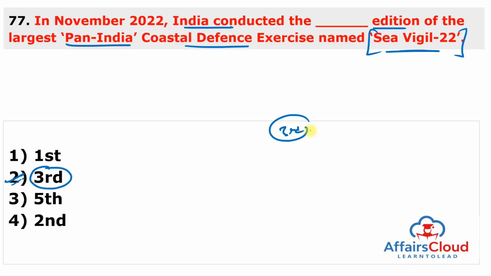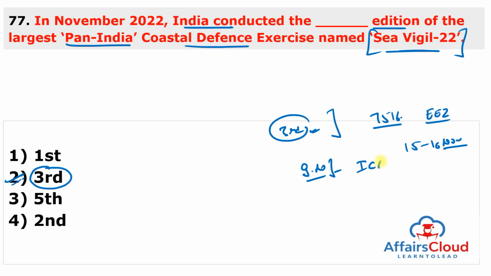So the 3rd edition of the largest pan-India coastal defense exercise Sea Vigil 2022 was undertaken along the entire 7516 km of coastline and exclusive economic zone of India on 15th and 16th of November 2022. The exercise is conducted by the Indian Navy in coordination with the Indian Coast Guard and other ministries entrusted with the task of maritime activities.